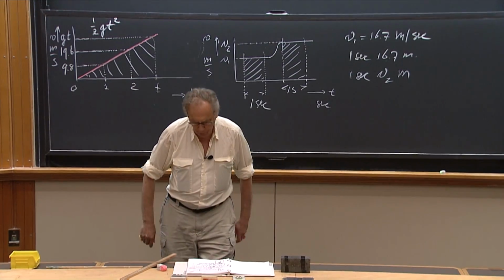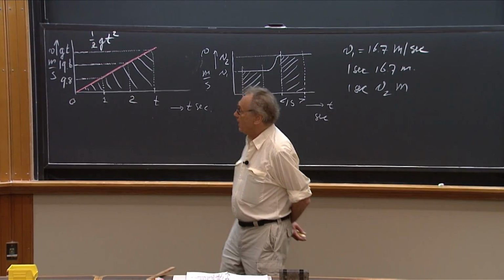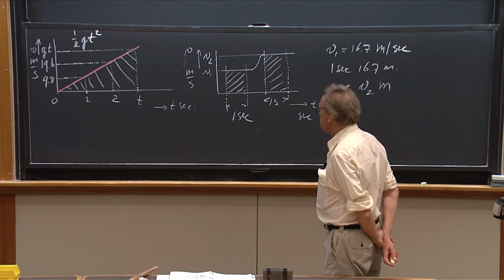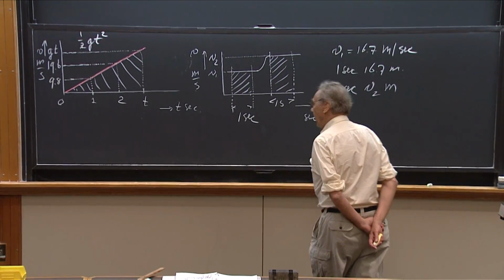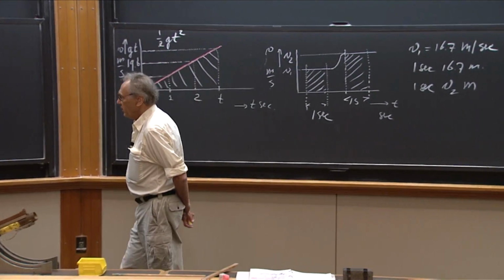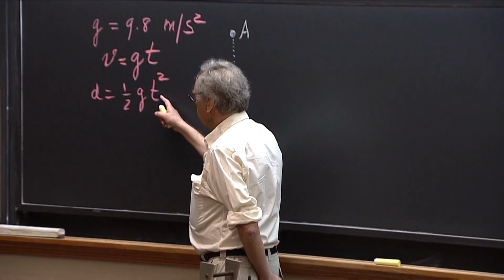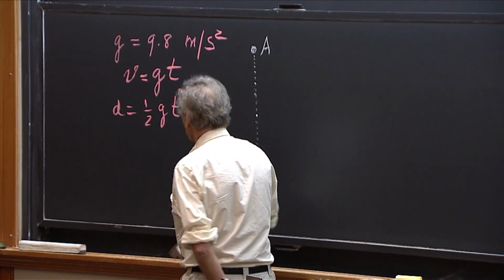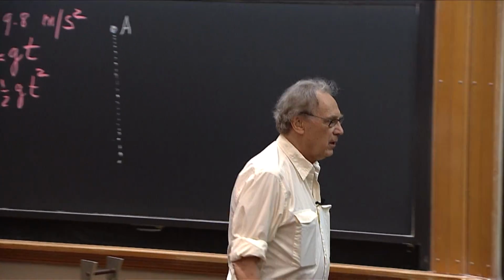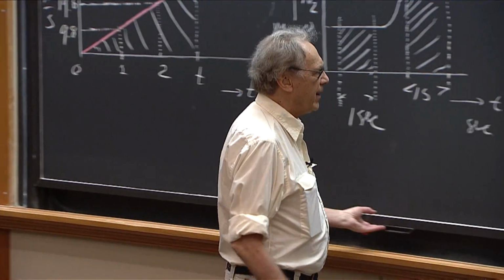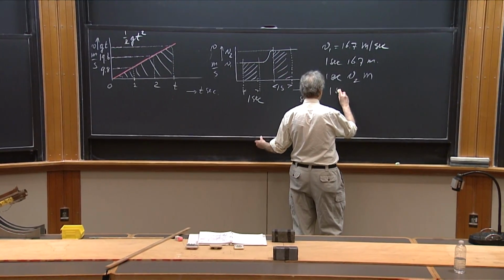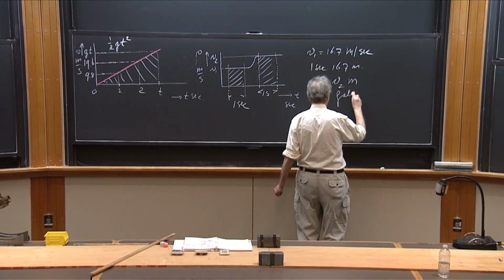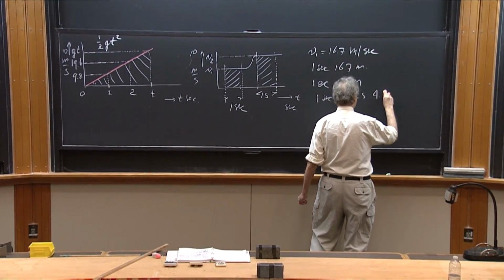We can take an example. Let's calculate how far it moves in 1 second. Well, in 1 second, t squared is 1, g is 9.8. So in 1 second, it moves 4.9 meters. It falls 4.9 meters.